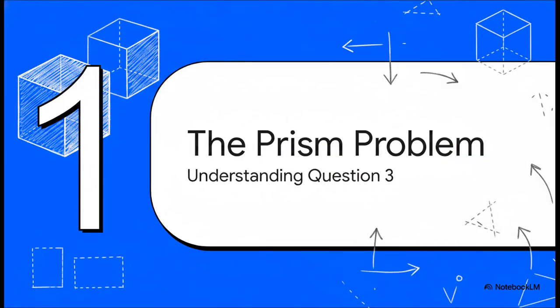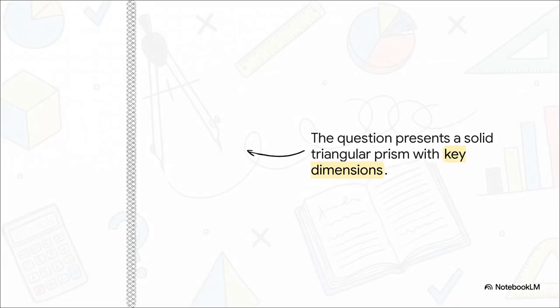The triangular prism problem. We're looking at question 3. Okay, so here it is, our solid triangular prism. We've got 3 key measurements, 4 centimeters, 6 centimeters, and 7 centimeters. Now right away, the first thing an examiner wants you to spot is this 4 centimeter measurement. See how it's the slanted side? It is not the vertical height. That is a classic trap.